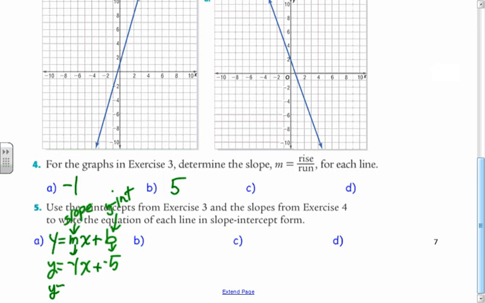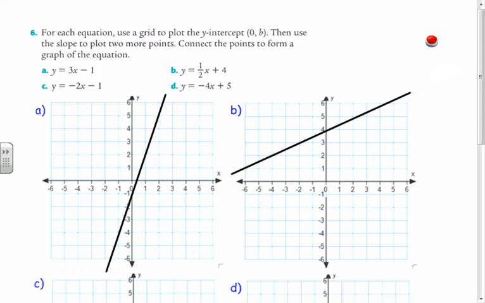You can simplify it a little if possible. Here, since it's -1 times x, that's just the same as -x, and plus -5 is the same as minus 5. The second equation, the slope was 5, that goes in front of the x, and the y-intercept was -8, that goes at the end. A simpler way to write that would be just 5x minus 8. Okay, so that's what those look like. Let's go on to the next page.